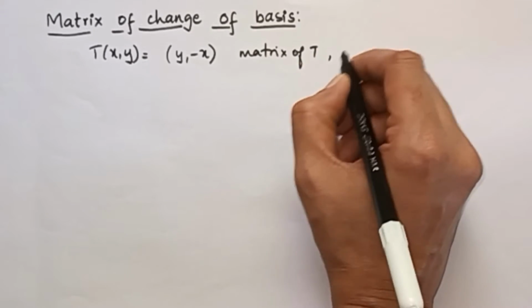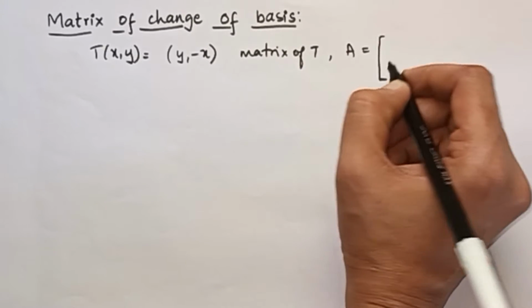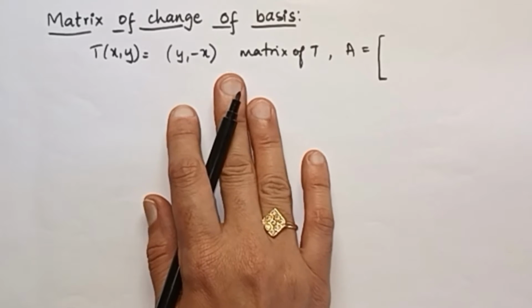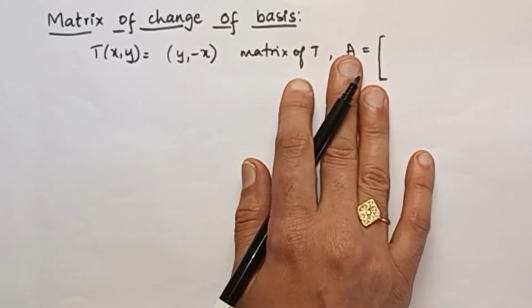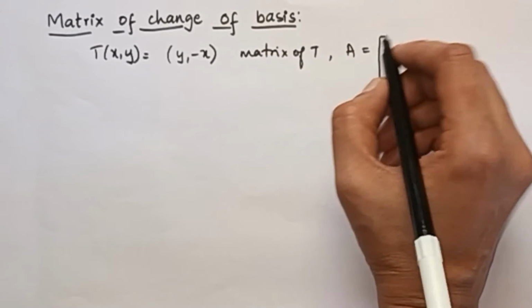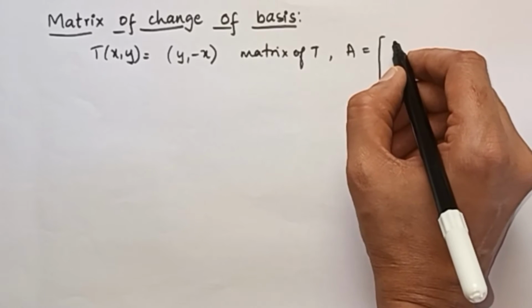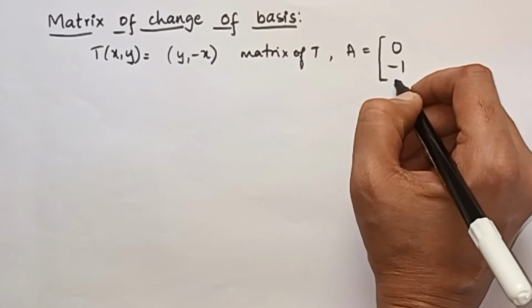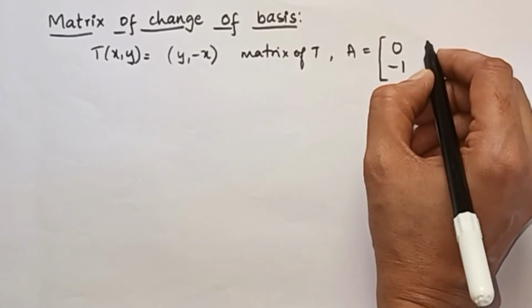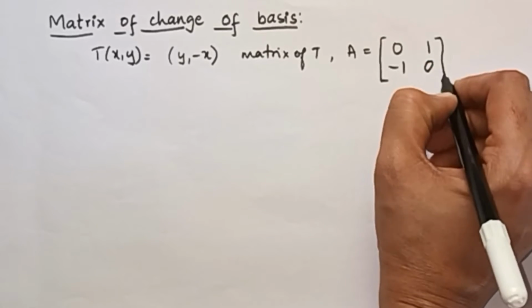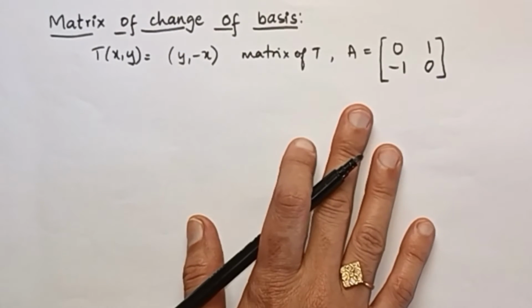T is given by A equal to, where I am talking with respect to the standard basis vectors, the matrix of T with respect to the standard basis is given by 0, minus 1; i cap goes to the new position (0, minus 1) and j cap goes to the position (1, 0). This we had seen in the last video.